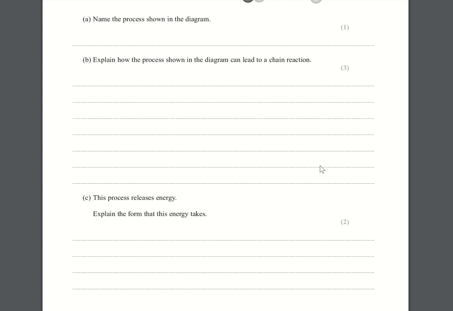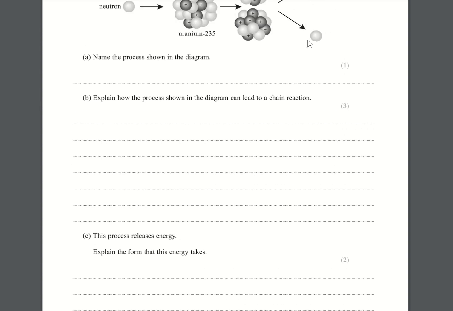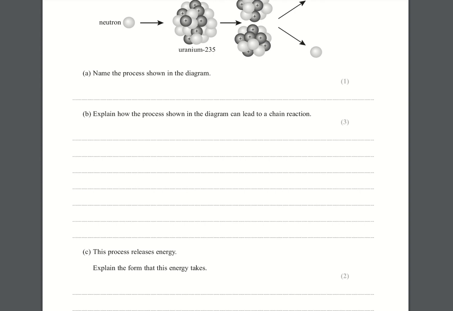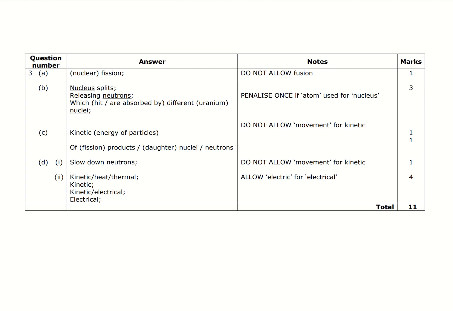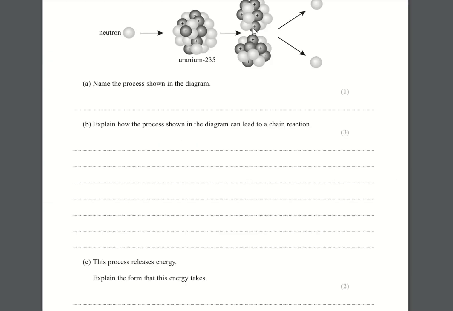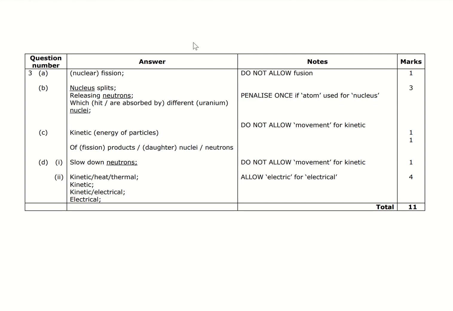This process releases energy. Explain the form that this energy takes. Kinetic energy in the movement of neutrons, and daughter nuclei, which are these nuclei that are formed, and of fission products.